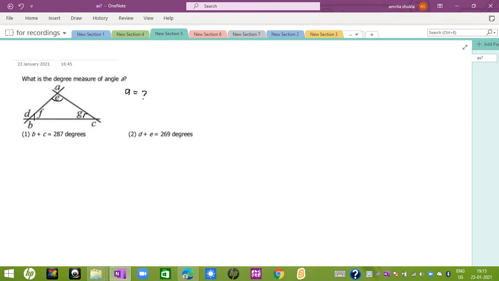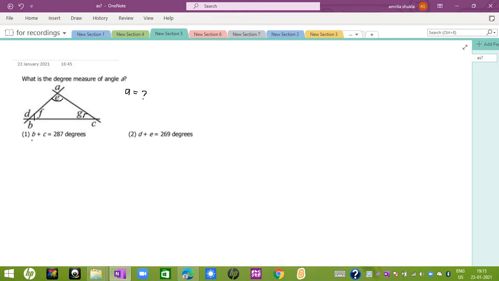All right, so this is all that is given. This is the triangle with different angles, and you have to find the degree measure of angle A. So quite clearly from the question stem we cannot really extract much information. So what we can do is go to the statements and see how they help.